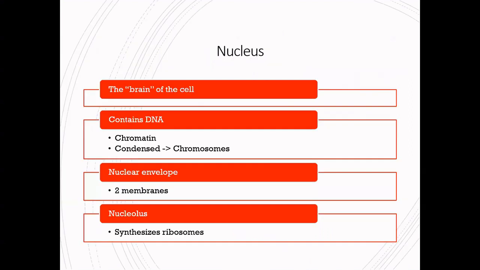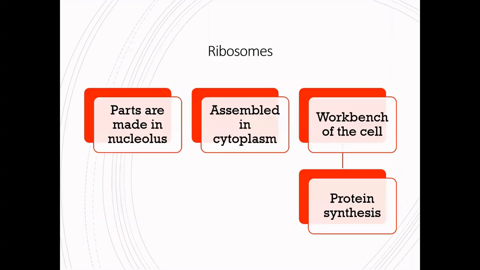So the nucleus is the brain of the cell. It contains DNA. DNA is chromatin, which is condensed into chromosomes. That's what the nucleotides make up, the chromatin. Chromatin then condenses into chromosomes, and that contains all of our blueprints for everything that our cells do and everything that they are. Then you have the nuclear envelope, which is two membranes that holds that DNA in a centralized location. And you have the nucleolus, which synthesizes ribosomes.